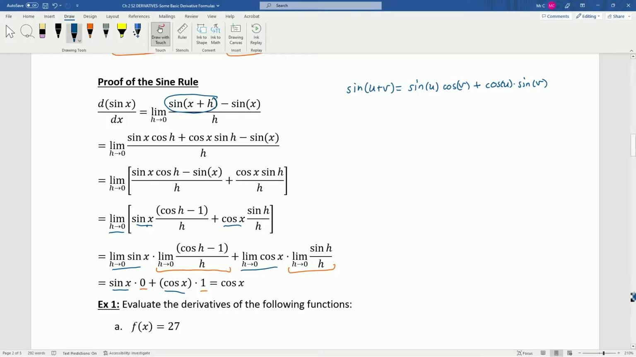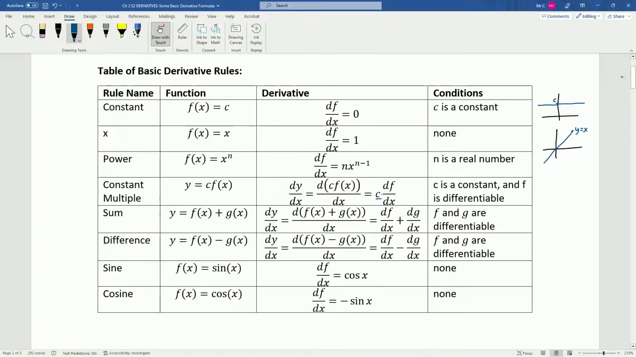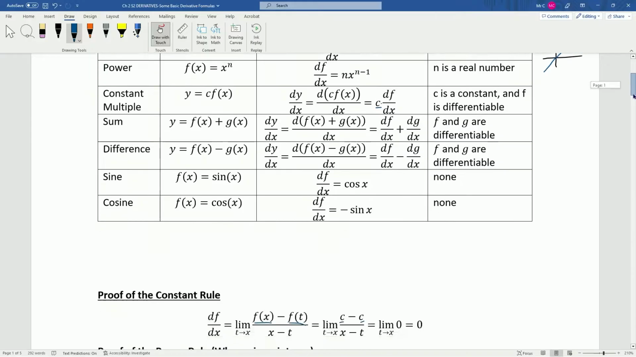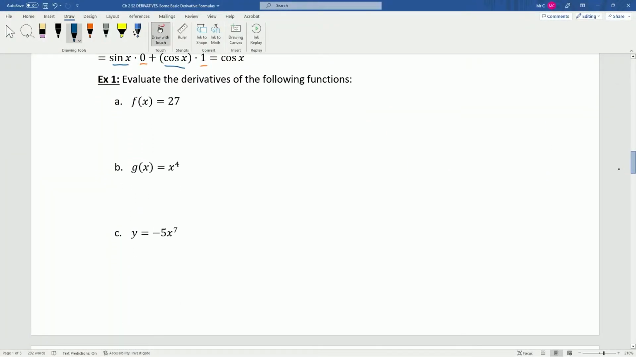Okay, so we've proven quite a few of these. So what did we go through? We proved the constant rule, the power rule, the sum rule, and the sine rule. So I'll leave the proofs of the others as an exercise for yourself. Let's go ahead and take a look at applying these rules to some derivatives of functions.